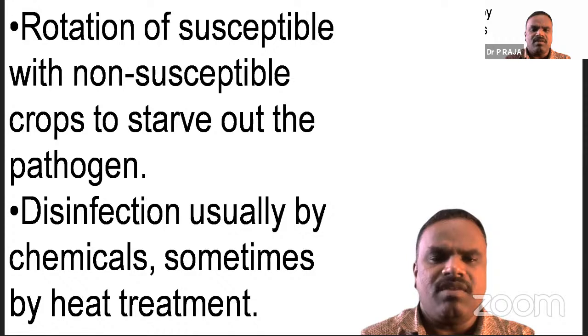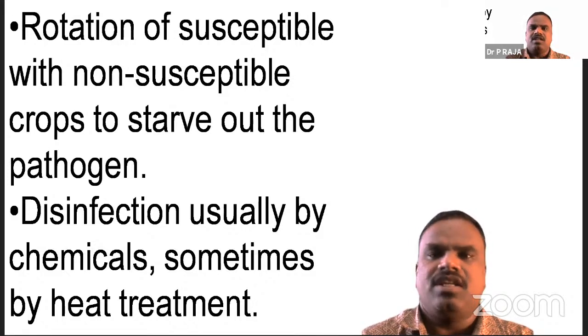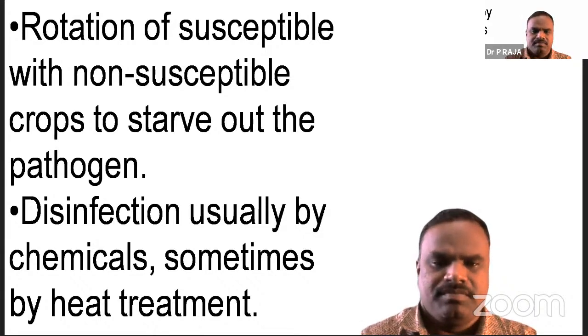And then disinfection, usually by chemicals, sometimes by heat treatment, like spreading all the waste into the nursery area and then burning it. That will help to eradicate the pathogen in the field. You must spray on the nursery bed. That will remove all kinds of pathogen in the nursery bed or in that area. We call this disinfection, removal of pathogen from that area.